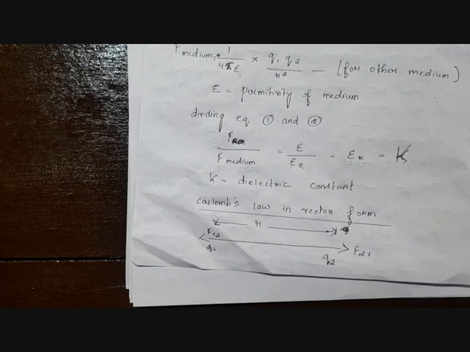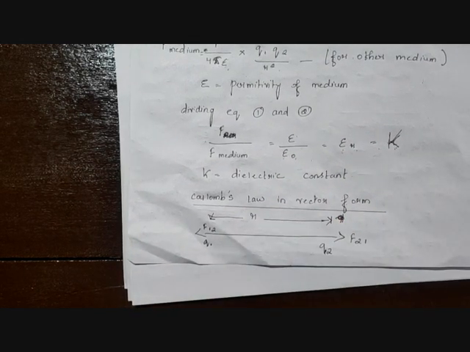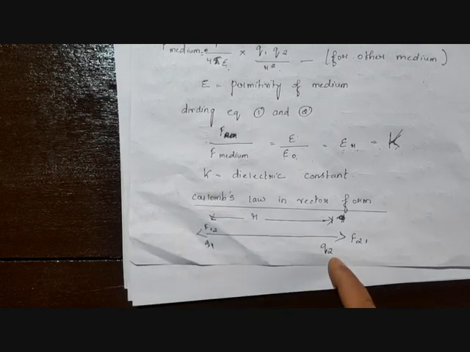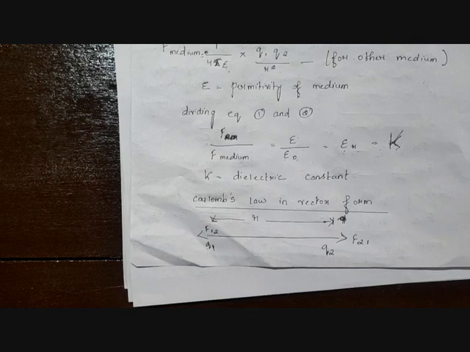Next will be Coulomb's law in vector form. Now how do we represent Coulomb's law in vector form? Similarly, it's very easy. Here in the same way we'll use two charges, one q1 and one q2. Clear?